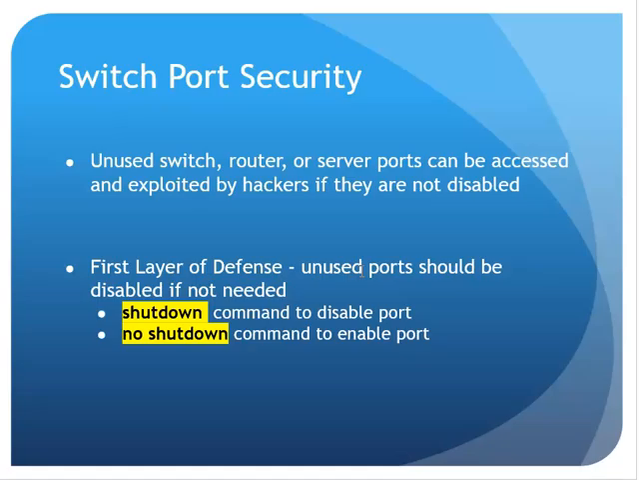The first line of defense is literally to shut down unused ports. So if I have switch ports that aren't being used, I shut them down. Those switch ports might be connected to outlets in a hallway or lobby or rooms that aren't being used, or even ports in a room that aren't being used. I would shut those off so somebody cannot plug into them and gain access or move data in and out of my network.